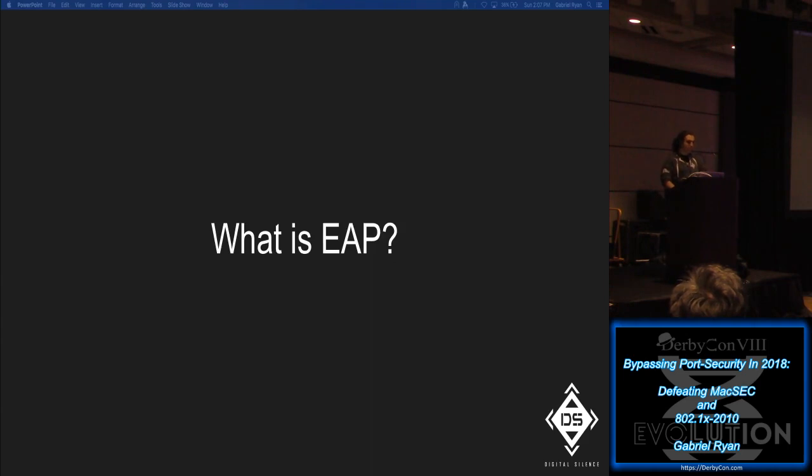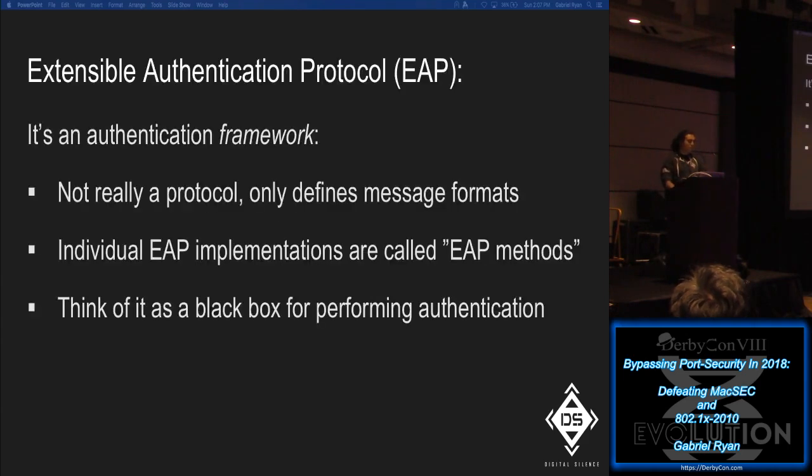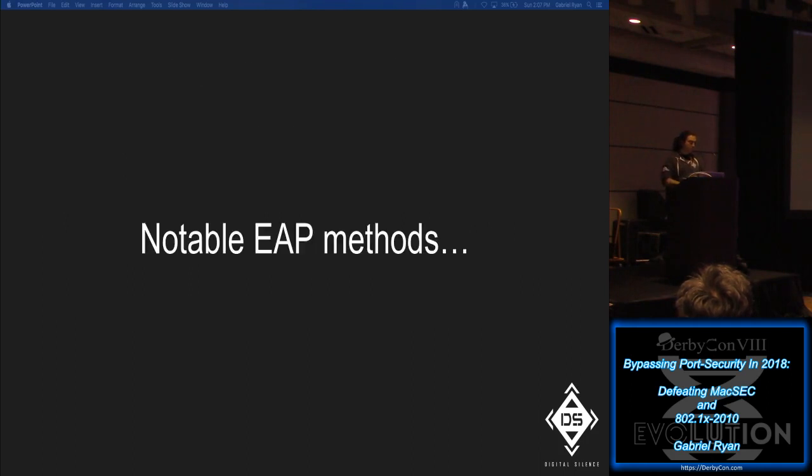So we've been talking about EAP a lot. So what is it? We mentioned it's short for Extensible Authentication Protocol. It's an authentication framework, really. It's not really a protocol because it's only defining message formats. You can think about it as a black box for performing authentication. Individual implementations of EAP are known as EAP methods, and that's kind of where the nitty-gritty technical details of how this authentication is going to take place are actually defined.